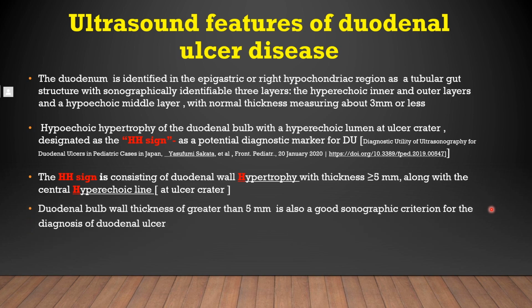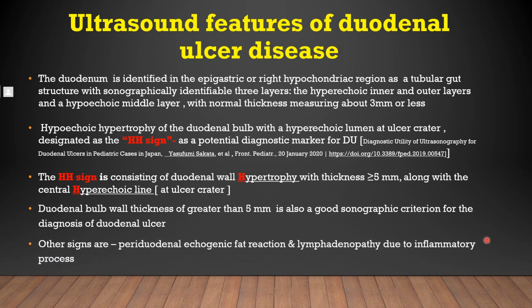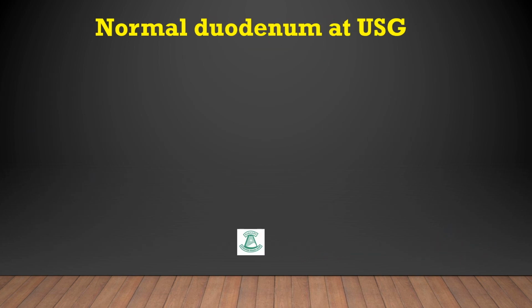Duodenal bulb wall thickness of greater than 5 mm is also a good sonographic criterion for diagnosis of duodenal ulcer. Other indirect or secondary signs of duodenal ulcer disease are periduodenal echogenic fat reaction and lymphadenopathy due to the inflammatory process around the duodenum.